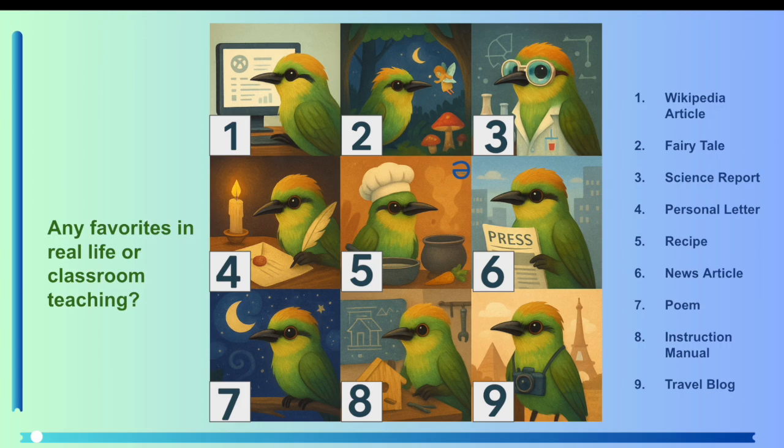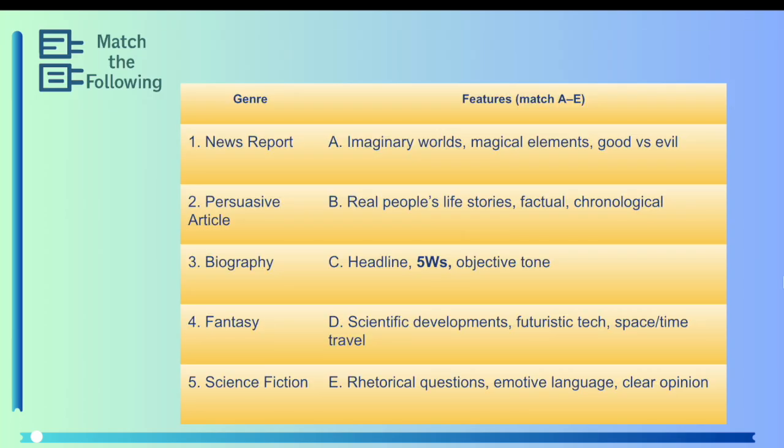So here we have all the answers on the right. For example, first one could be a Wikipedia article, or number 8 could be an instruction manual, and so on. The answers can vary because there are so many different types of genres. Think about your favorites in the classroom and also for your own personal reading. Now we're going to look at features of some of the genres. So here I have some examples. Let's match them to the features.